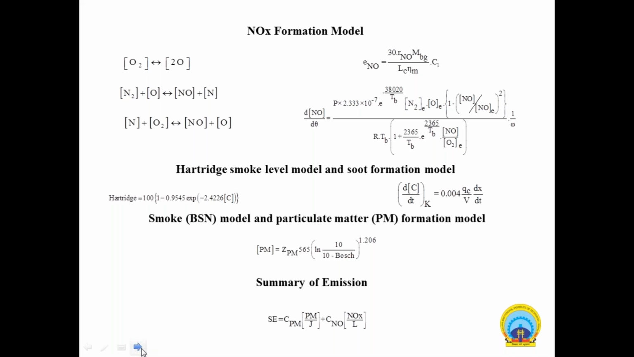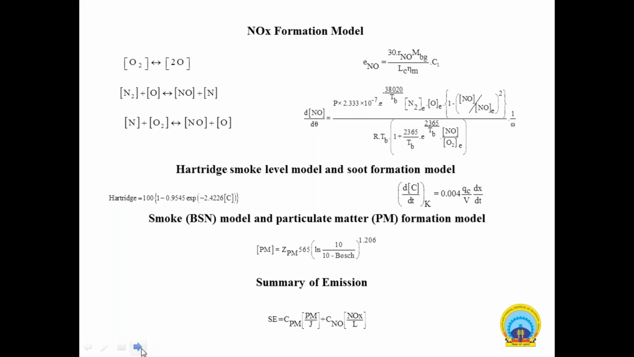So the level of soot formation can be calculated using the Hartridge smoke level, which is given by these two equations: Hartridge smoke level, and then smoke, that is our BSN model, and PM emission. PM emission by this Alcides method is selected for calculating the particulate matter emission, which is given by this equation. And the PM emission consists of a list of species. Soot has a dominant fraction, so PM emission is a function of soot emission.